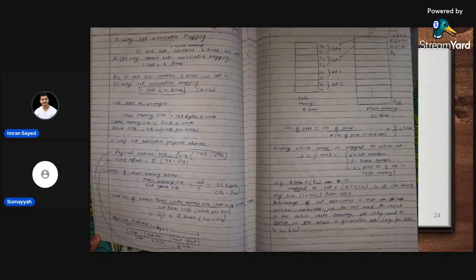The advantage of set associative mapping is that, unlike associative mapping, we do not need to search the entire cache memory. The entire cache memory does not need to be searched. Only that particular set, all the lines in that set, needs to be searched.